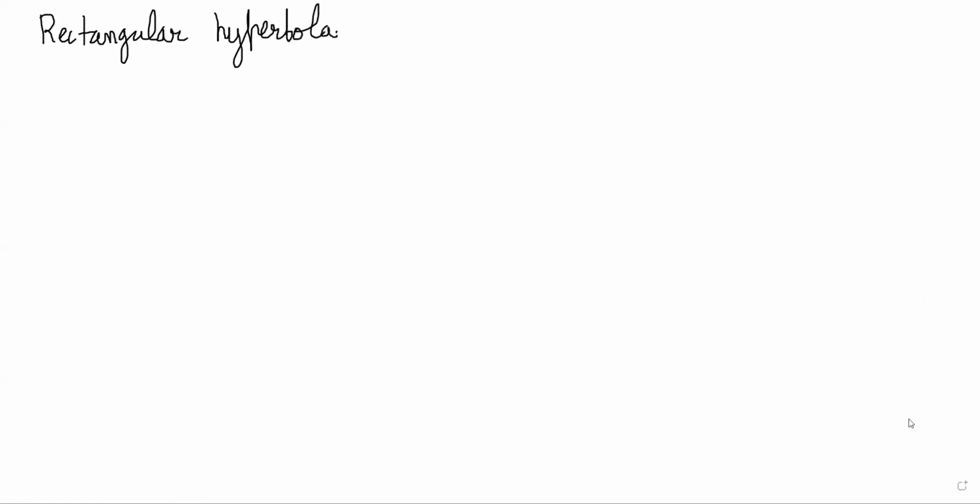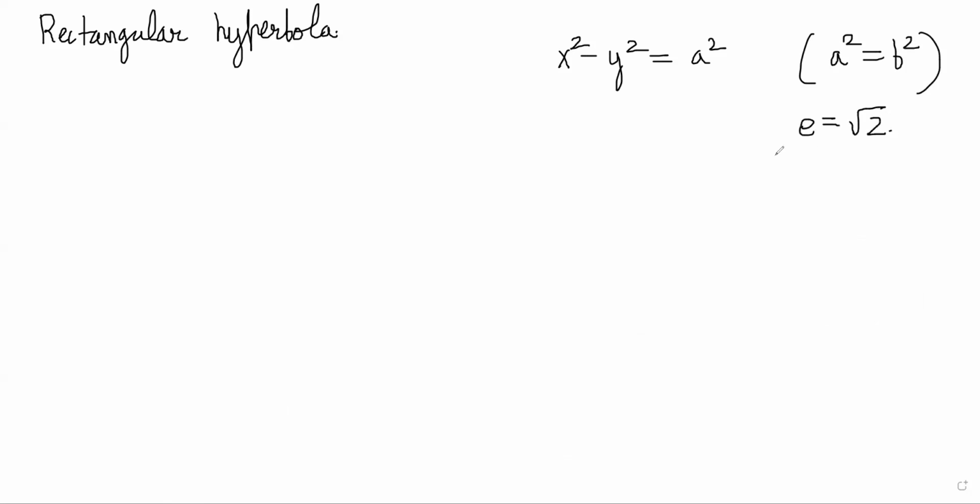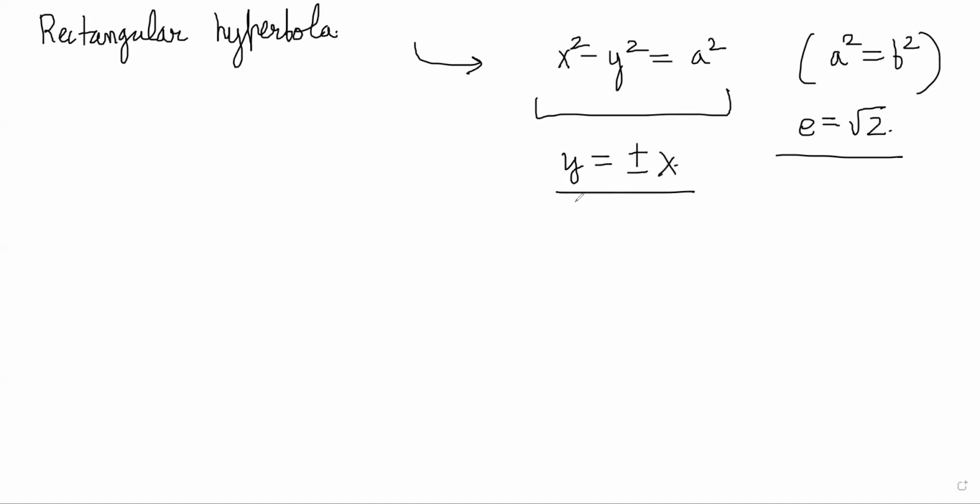So what is a rectangular hyperbola? Basically, x square minus y square is equal to a square is a rectangular hyperbola equation. Here, a square is equal to b square and e is equal to root 2. We saw that briefly earlier, right? Now notice that if this is my rectangular hyperbola equation, the equation of the asymptotes will be y is equal to plus minus x, because usually it is plus minus b by a x, but in this case, b and a are equal. So these are my asymptotes, right?